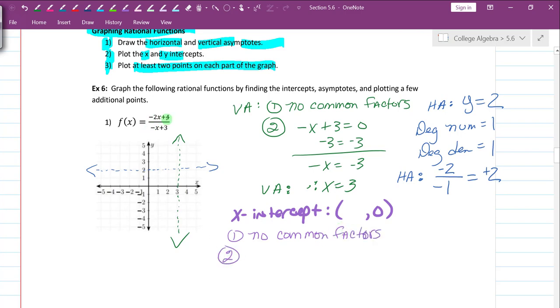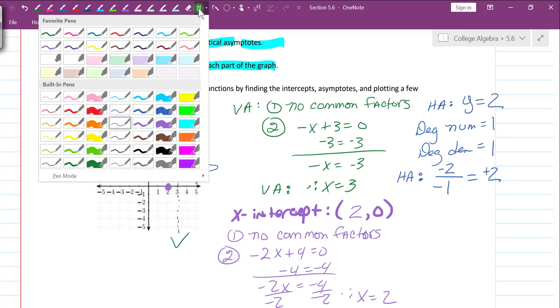Step 2, we're going to set the numerator equal to 0 and solve. So it's -2x plus 4 equals 0. Subtract 4 from both sides. We get -2x is equal to -4. Divide both sides by -2. And we get, therefore, x is equal to +2. So our x-intercept is going to be the point (2, 0). So the point (2, 0).